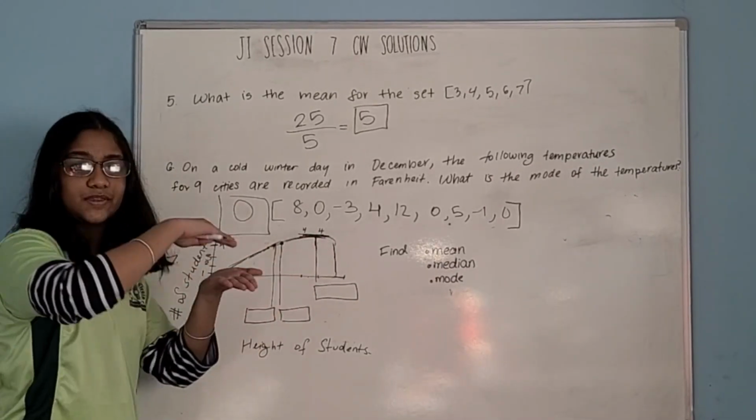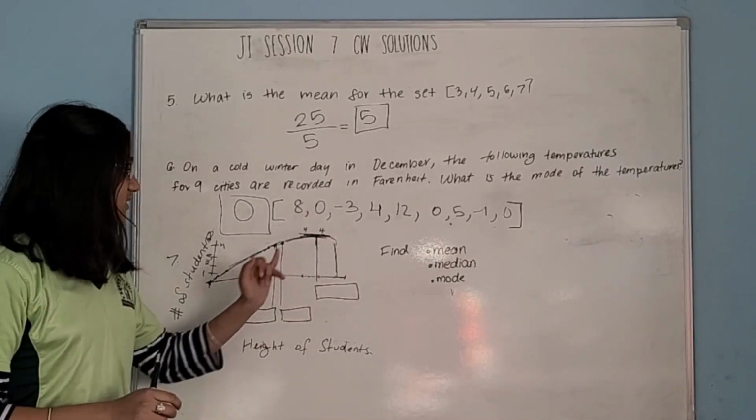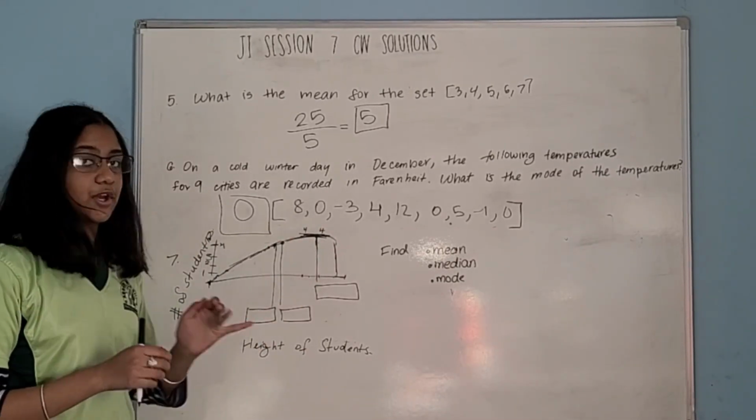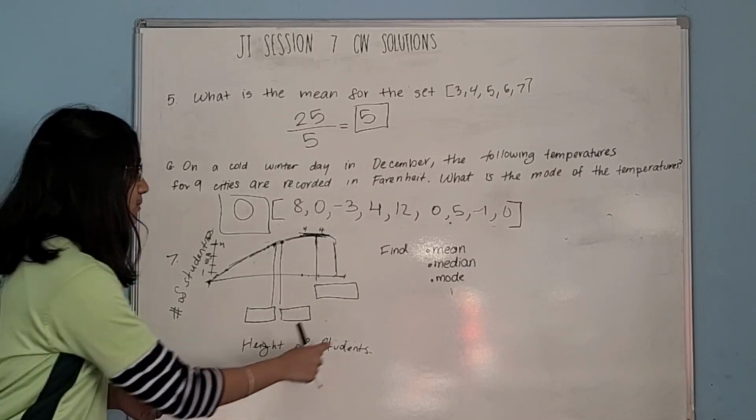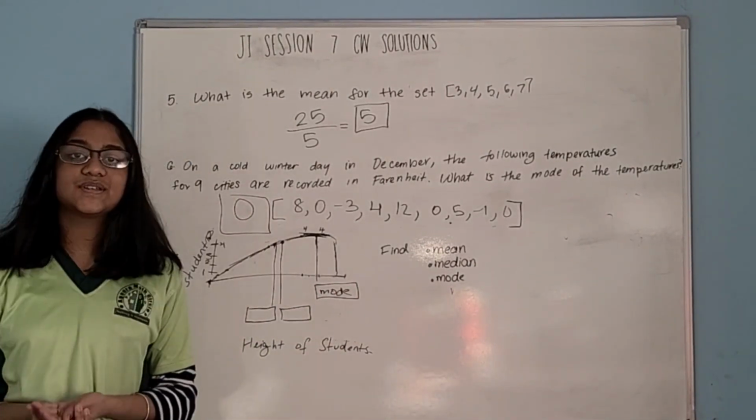This is the only part where the line is flat, which means that there are more points over here. So since there are more points over here that are the same, or the numbers that are the same, this would be the mode.